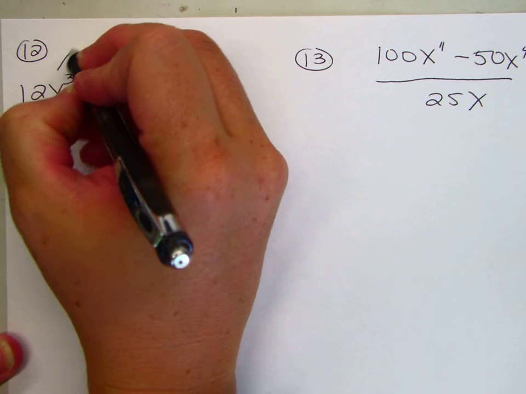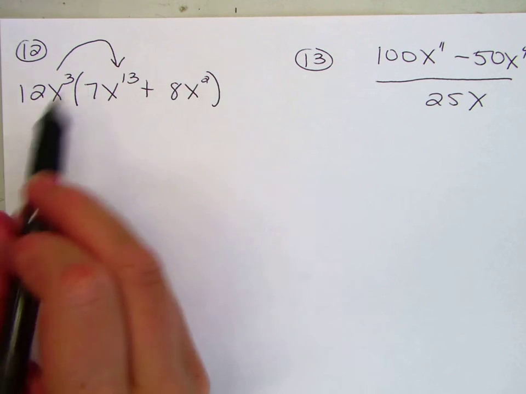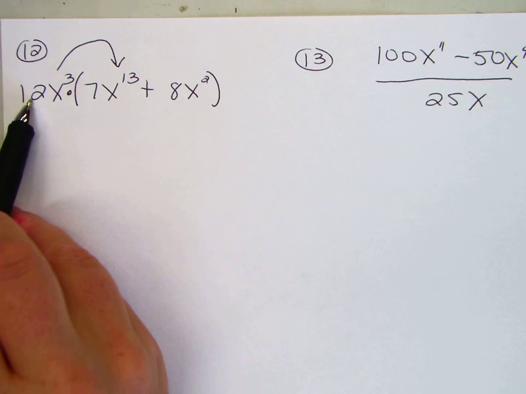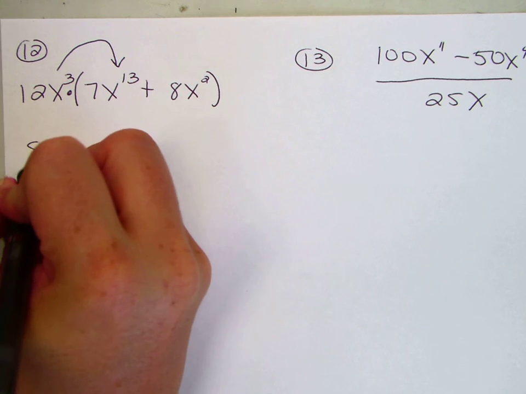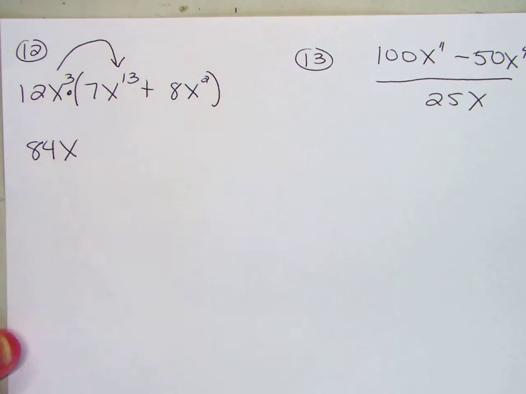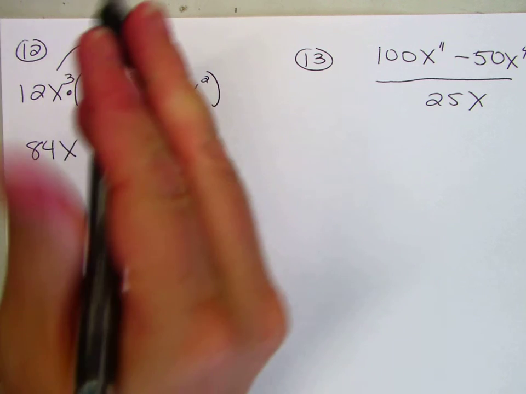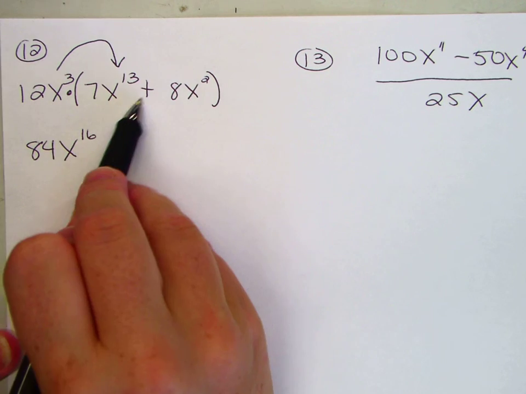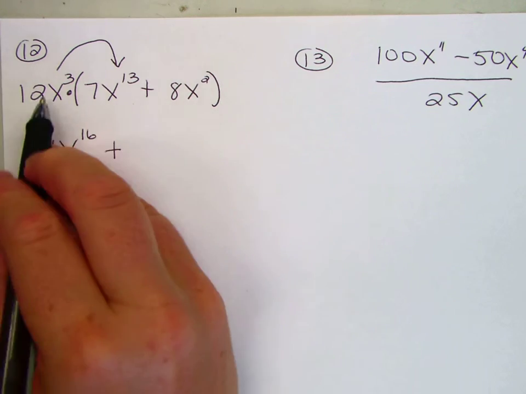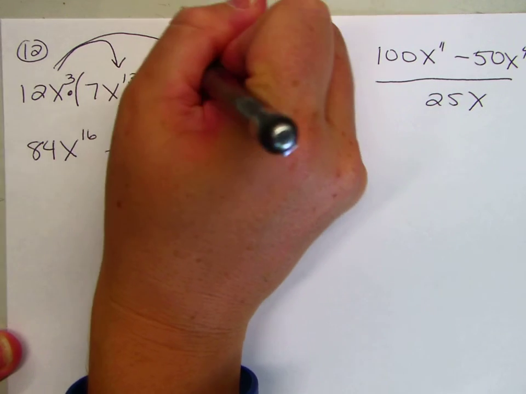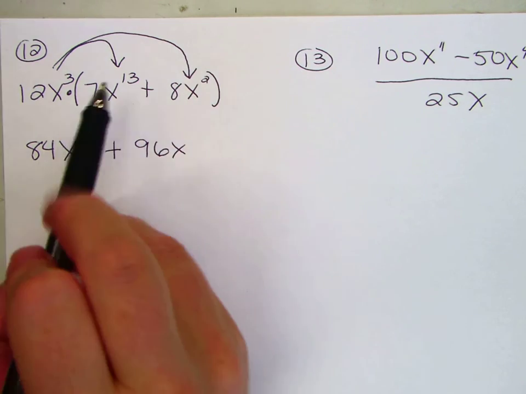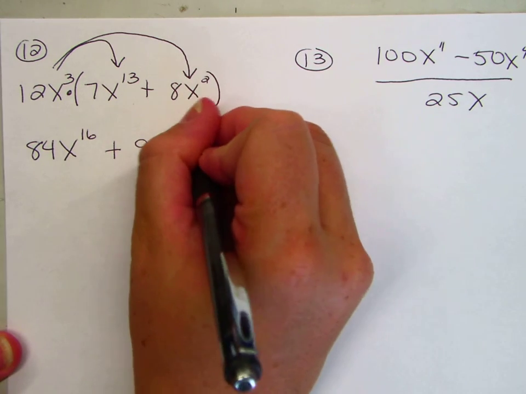So we're distributing. We are multiplying. Remember, when things touch like that, there's an invisible times. 12 times 7 is 84. X, 3 and 13 is 16. Add exponents when you multiply. Plus 12 times 8 is 96. X, add our exponents. 3 and 2 is 5. And we're done.